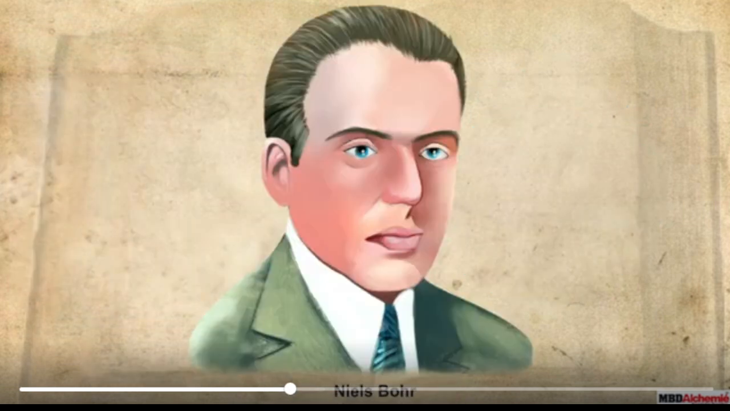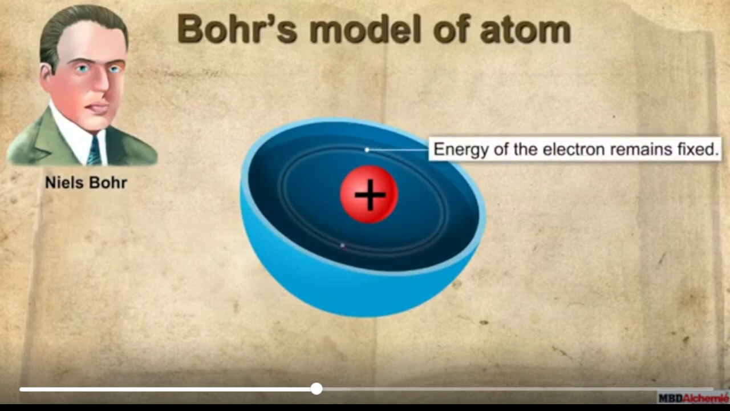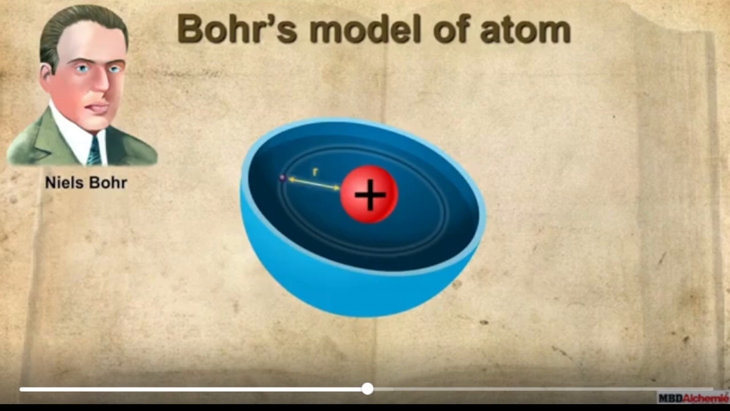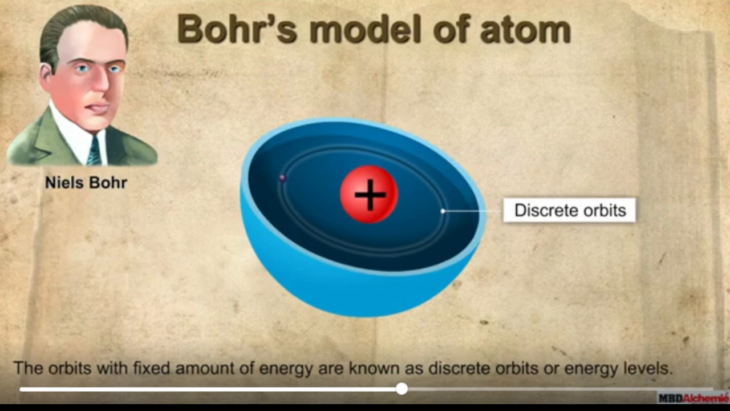Bohr said that electrons do revolve around the nucleus, but their energy remains fixed. He explained that the energy of electrons remains fixed because they are restricted to some fixed orbits. Each of these orbits is at a fixed distance from the nucleus and is associated with a fixed amount of energy. These orbits with fixed energy are known as discrete orbits or energy levels.